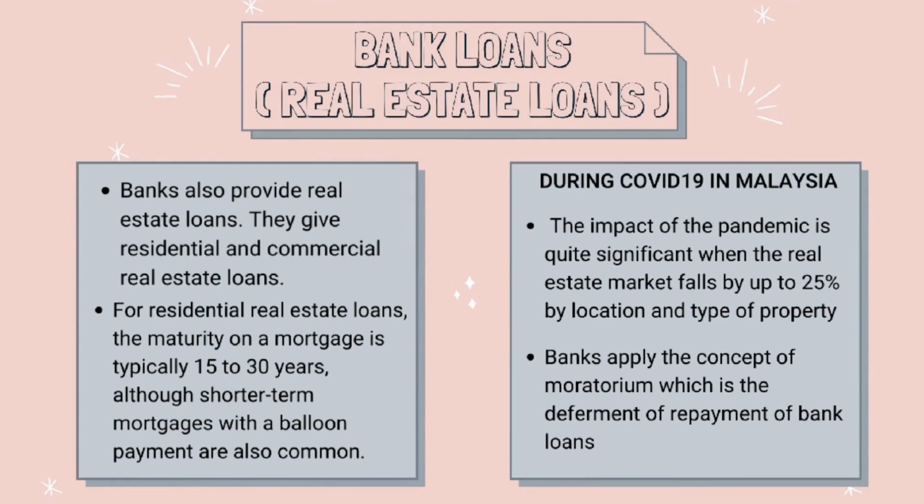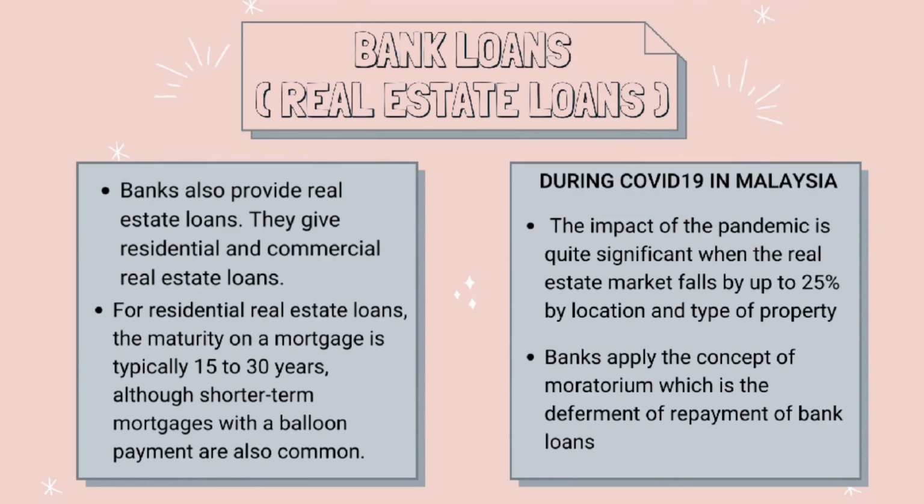Banks also provide real estate loans. They give residential and commercial real estate loans. For residential real estate loans, the maturity on the mortgage is typically 15 to 30 years. Although shorter-term mortgages with a balloon payment are also common. The balloon payment is like a lump sum payment which is attached to a loan, mortgage or commercial loans.